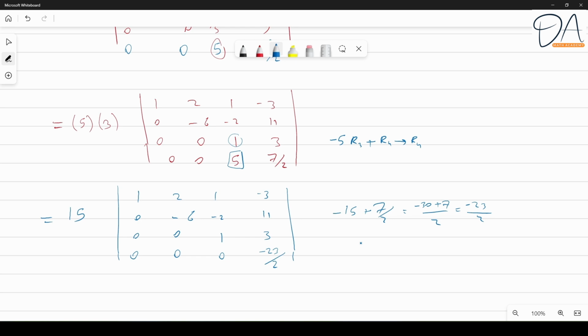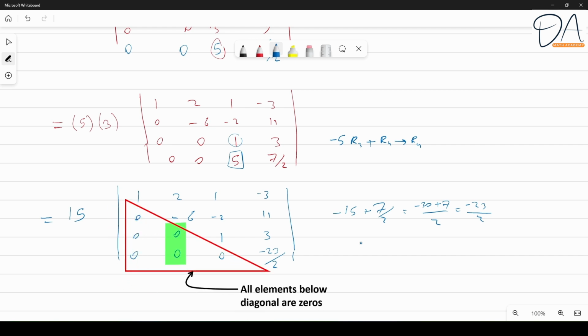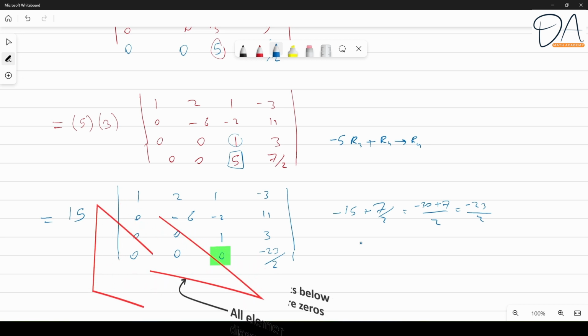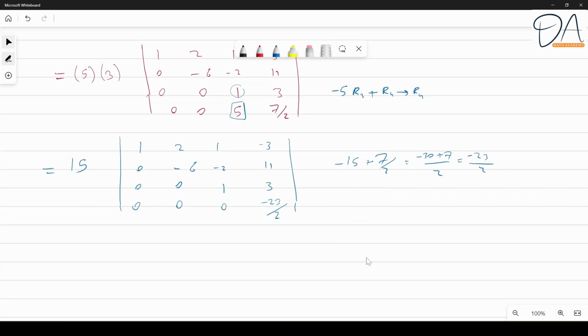Now we have a nice triangular determinant. The last 3 elements are 0 in the first column, the last 2 elements are 0 in the second column, and the last element is 0 in the third column. Calculating this is straightforward. We just multiply the elements on the diagonal. So we have this 15 times the elements on the diagonal, 1 times -6 times 1 times -23/2. If you multiply this out, you will get 1035.